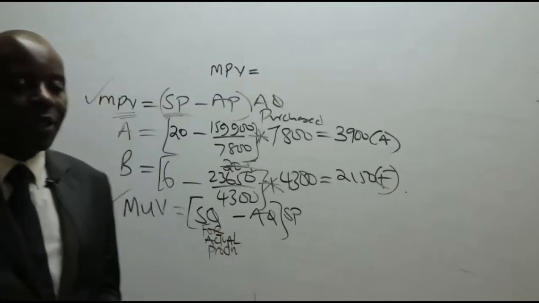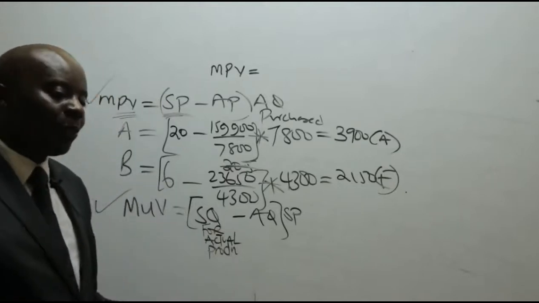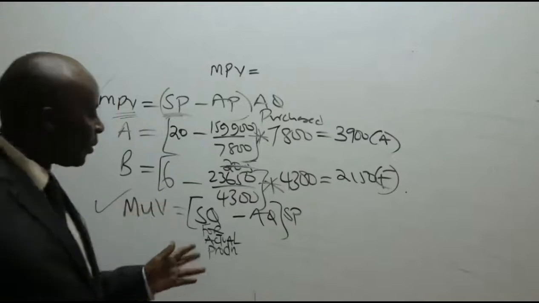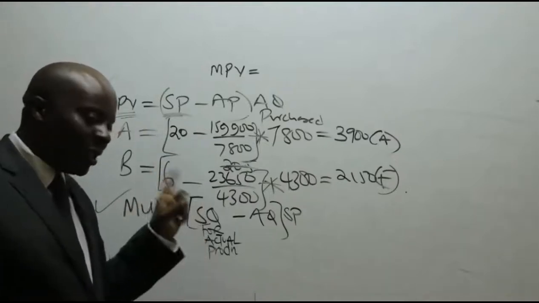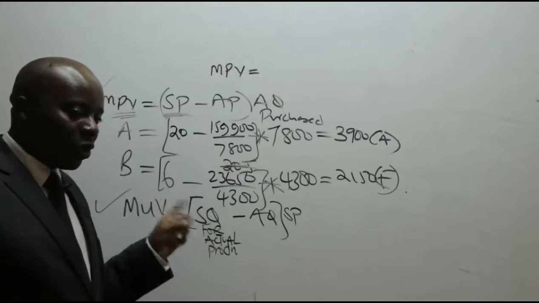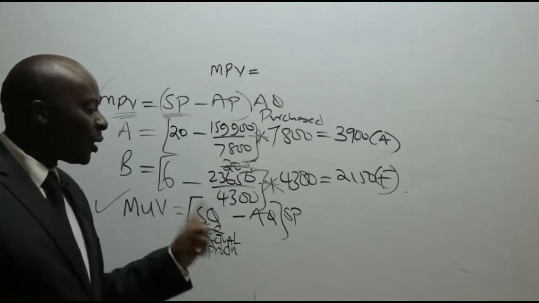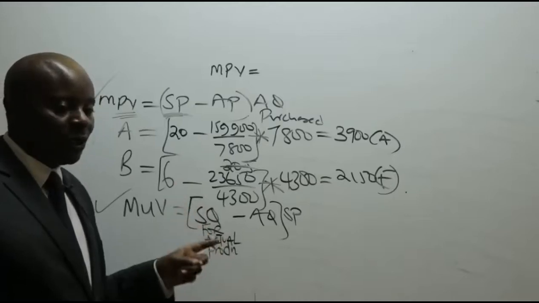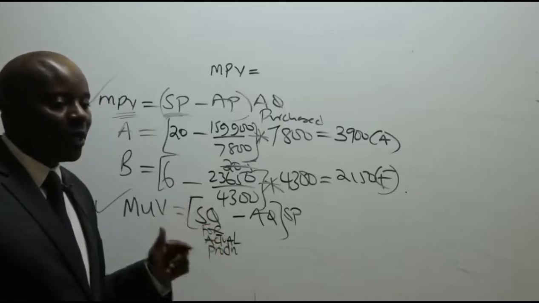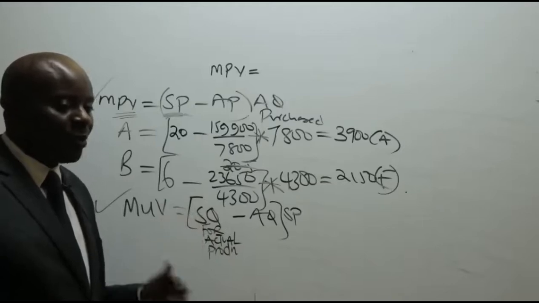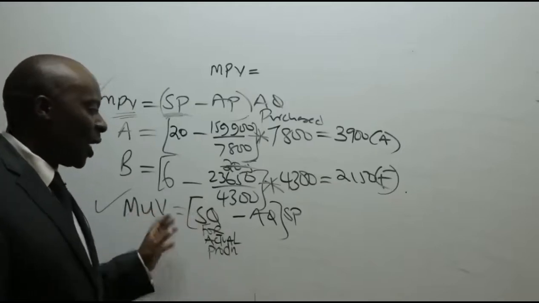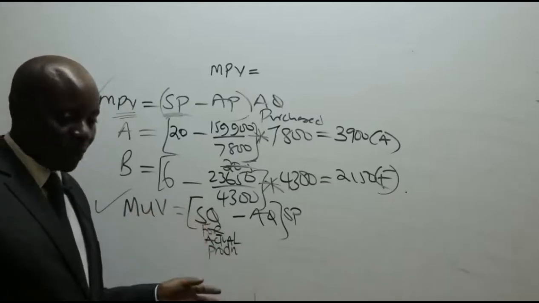It is standard quantity for actual production. Please, for the new students, write in full that this is standard quantity of raw materials. How about AQ? AQ is actual quantity of raw materials, because this is a material variance.